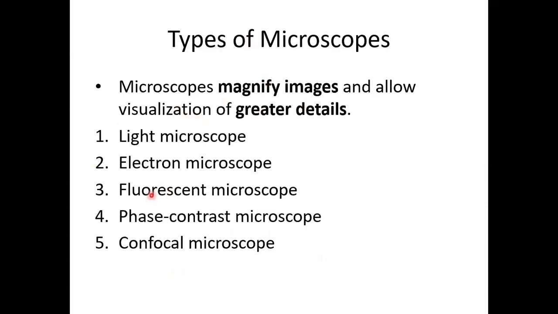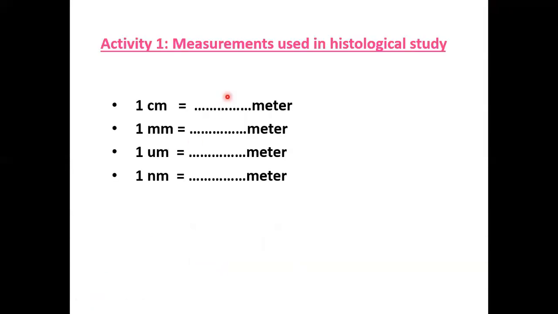We have many types of microscope, like the light microscope, where you utilize light for visualization of the sample. Electron microscope, here we depend upon the electron beam for magnification. Fluorescent microscope, we use fluorescent light for visualization of the sample. Phase contrast microscope and confocal microscope utilize the laser for visualization of the sample.